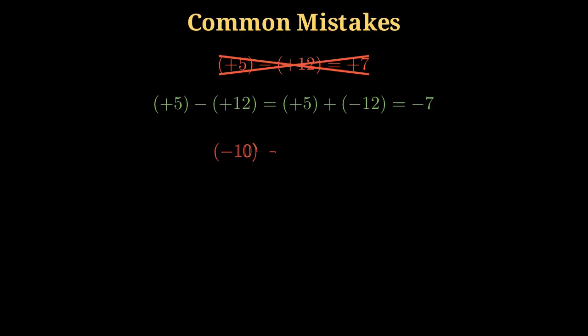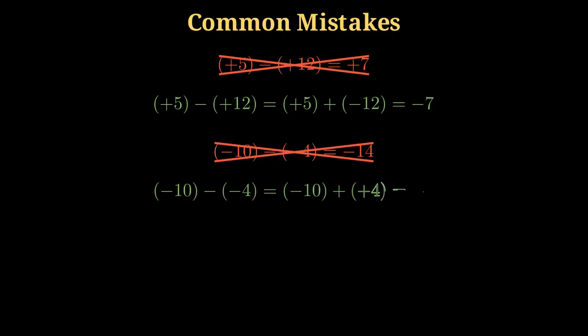Mistake 2, the double negative. -10 minus -4. It is tempting to just smash the negatives together and write -14. Wrong. Minus a negative is plus a positive. -10 plus 4 is -6. -14 would be the answer to a different question, -10 minus +4. The habit that prevents both mistakes: always rewrite the subtraction as an addition first, then use the addition rules.